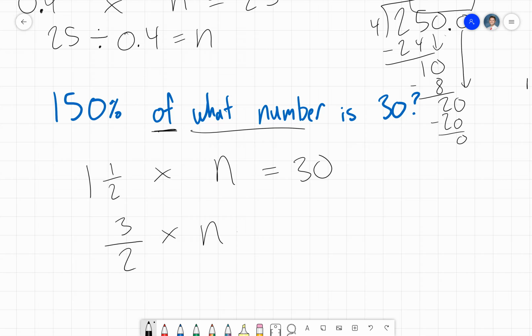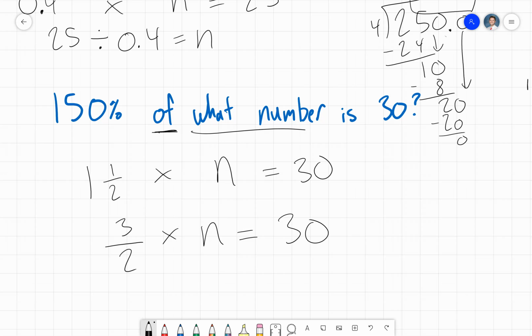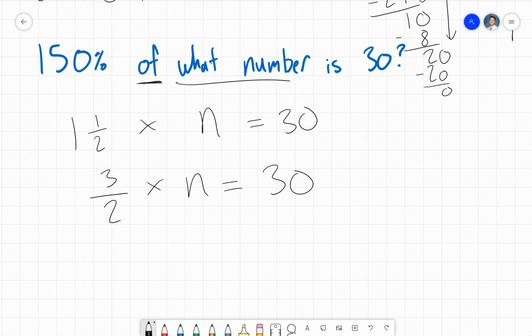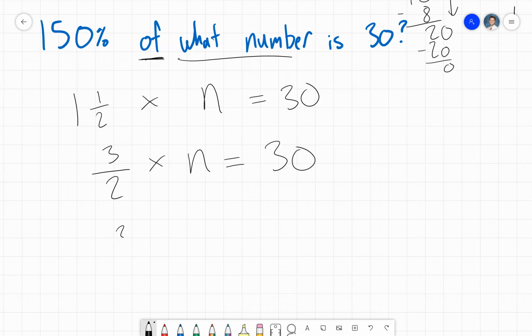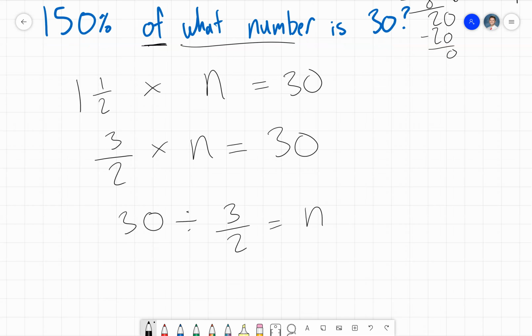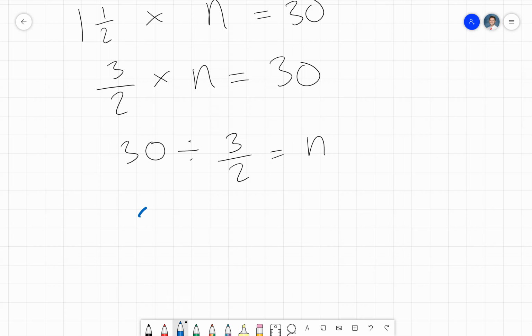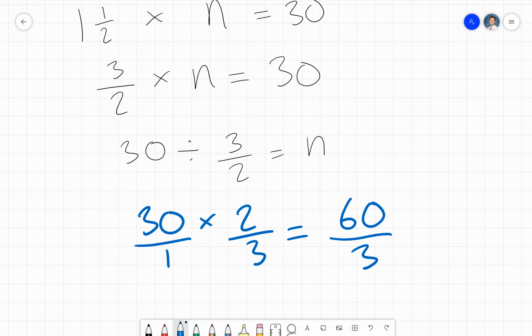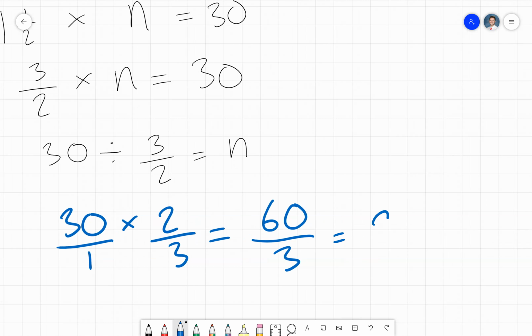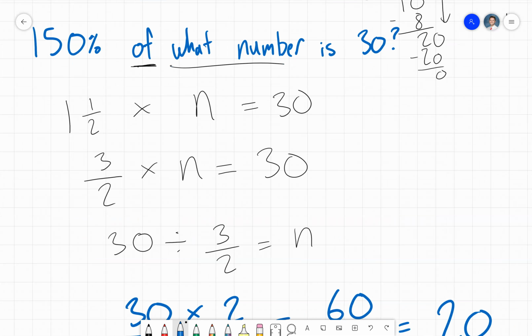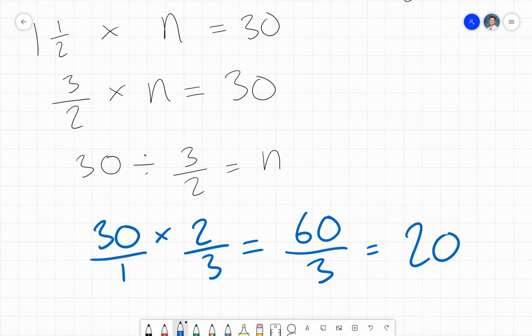And 3 halves times n equals 30. So once again, we will want to find our answer by dividing. If 3 halves times n equals 30, then 30 divided by 3 halves equals n. So when we're dividing by a fraction, we're going to keep, change, and flip. 30 times 2 is 60. 1 times 3 is 3, and 60 divided by 3 is 20. So 150% of 20 is equal to 30.